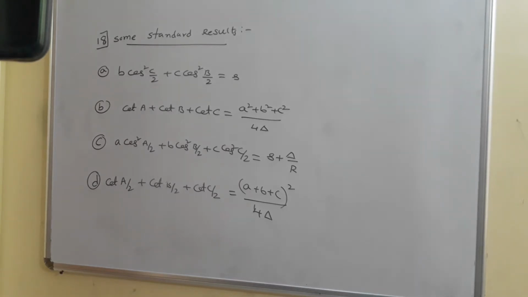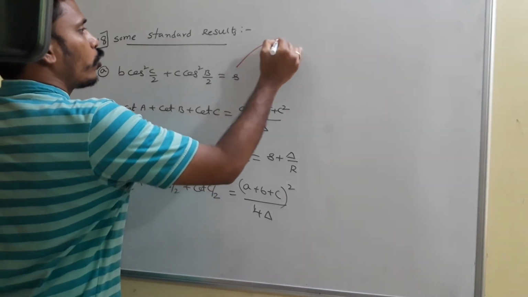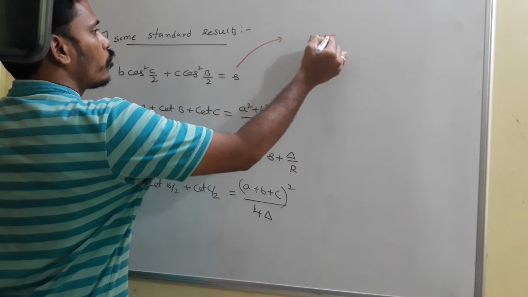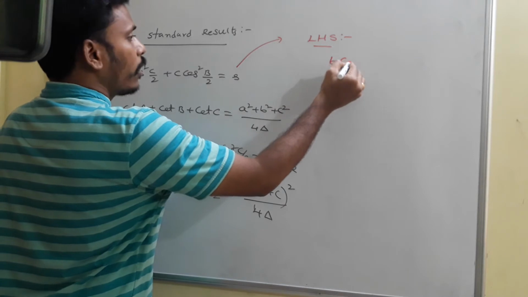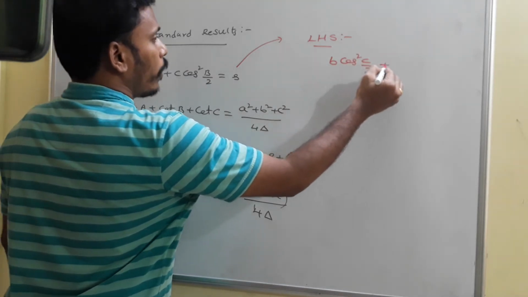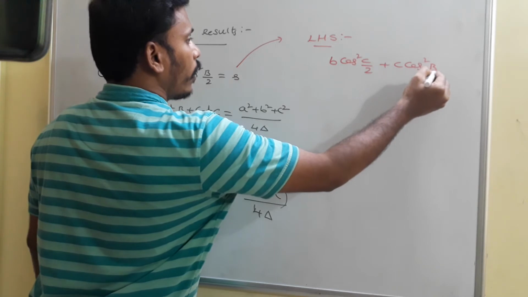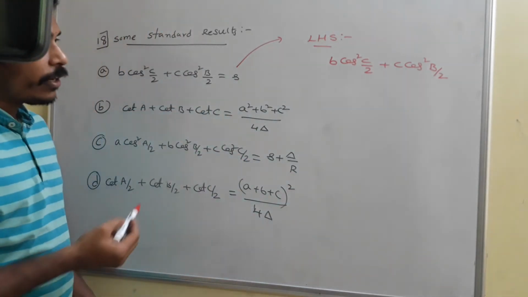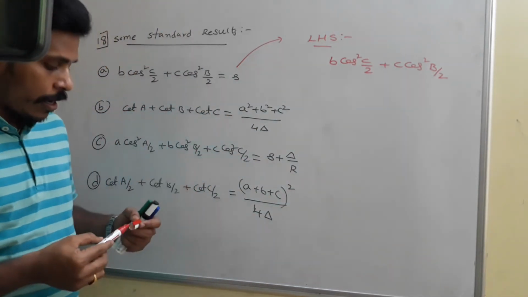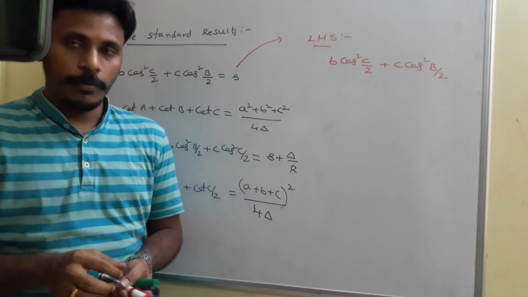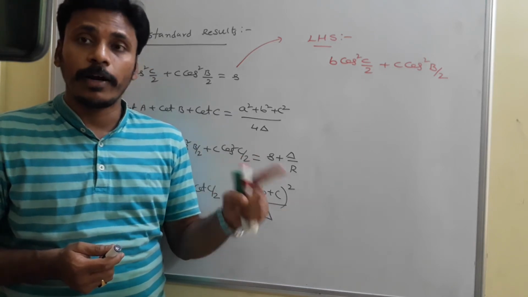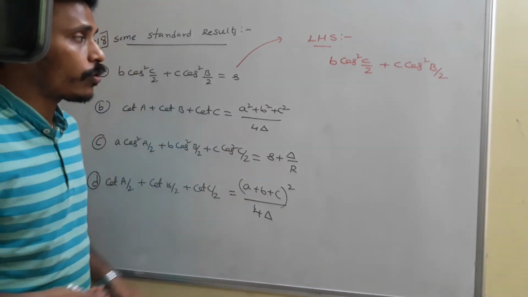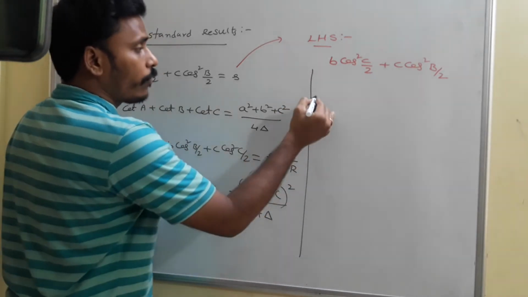Coming to the standard results of 18, first of all you think about part a. To prove this, you need to start with the left hand side. What is the left hand side here? The left hand side is b cos square C by 2 plus c cos square B by 2. We need to simplify it to s, and for that use the half angle formula. We know that cos C by 2 is the square root of s into s minus c by ab, and there is a square, actually a square root. See how we can prove it. Just look there.